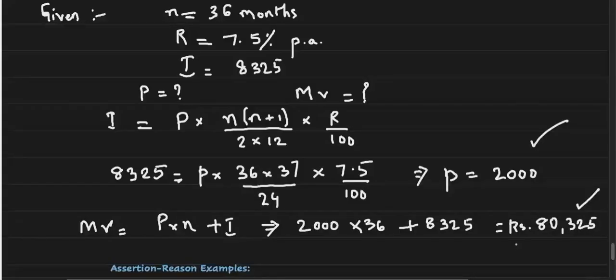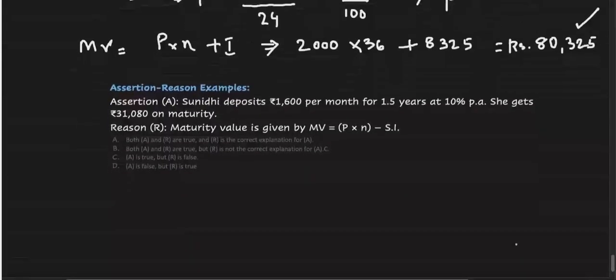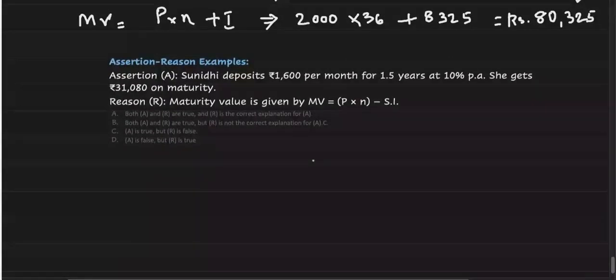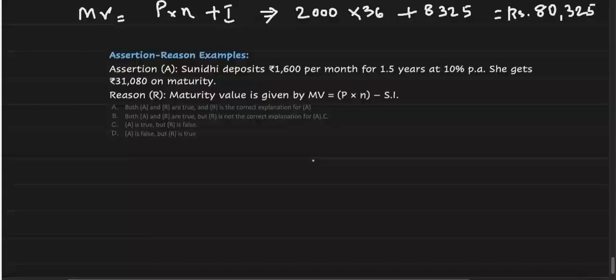All right. Clear? Great. Moving on to the last section of today's problems. In grade 10, you have assertion, reason, example problems as well. So what is assertion? For example, if it is given Suniti deposits 1600 per month for 1.5 years at 10% per annum, she gets 31,000 on maturity. Is it correct or not? We need to find out.